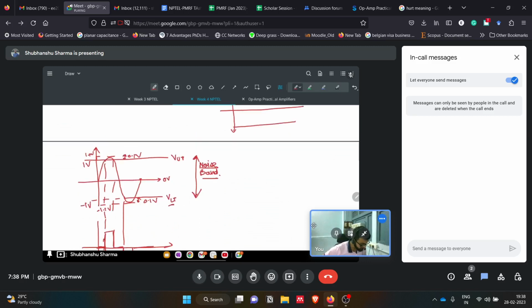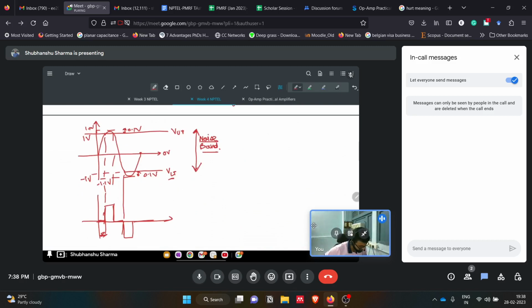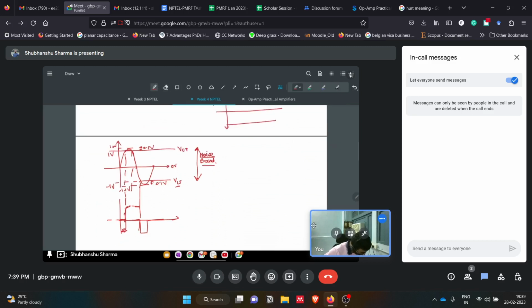Since this is a non-inverting transfer characteristic, if it is crossing the upper threshold, then it will be positive. Till here it was fine, it crossed here, so till here it was like this. Then this negative voltage will come till it crosses the upper threshold again. Till then it will be negative V set. So this is plus V set, this is minus V set.